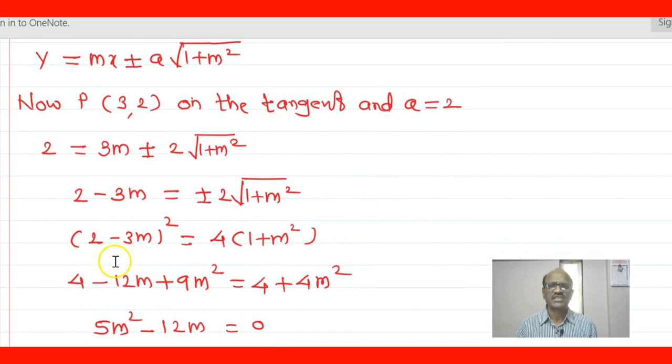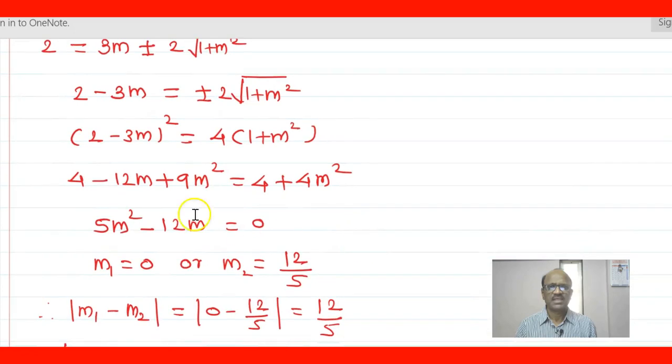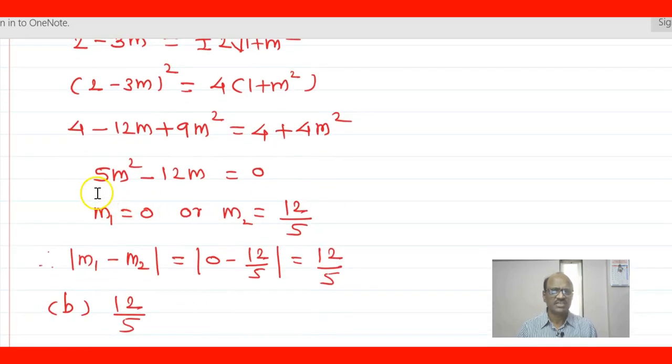Now squaring on both sides, (2 minus 3m) bracket square is equal to 4 in bracket 1 plus m square. After squaring this, using (a minus b) square, that is 4 minus 12m plus 9m square, and that is equal to 4 plus 4m square. Now after simplification, you will get 5m square minus 12m is equal to 0. Take m common from this, then you will get m1 is equal to 0. And after solving, 5m minus 12 equal to 0, that will be the second equation, and that is m2 is equal to 12 upon 5.